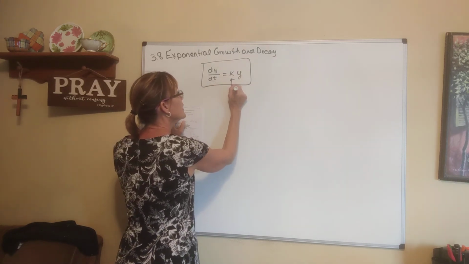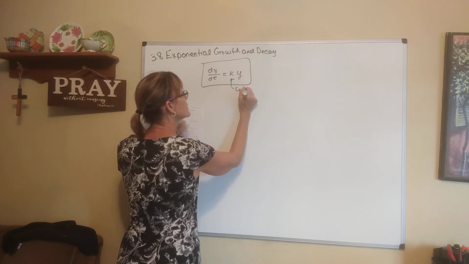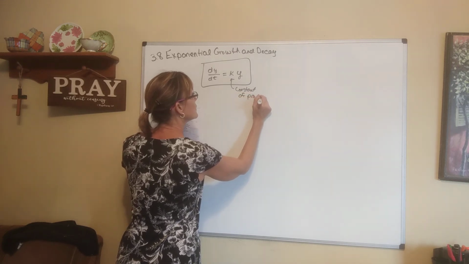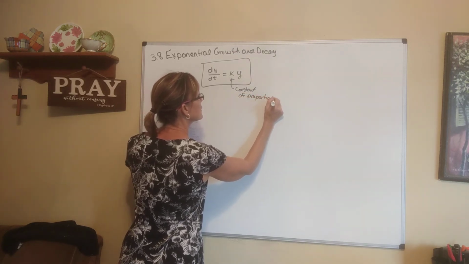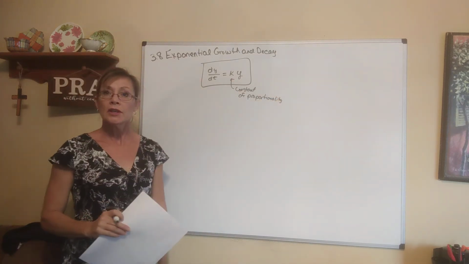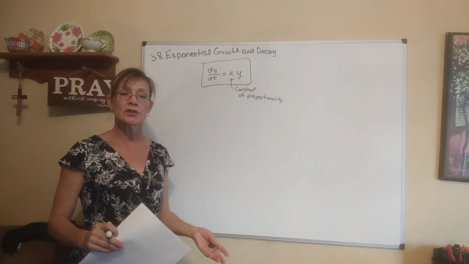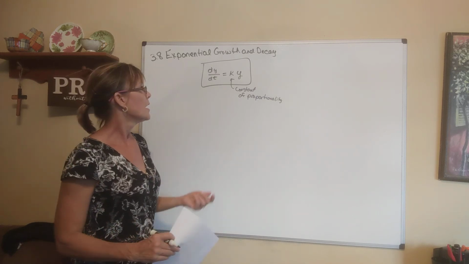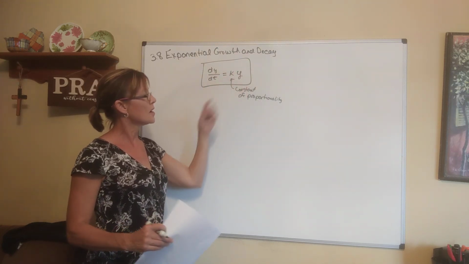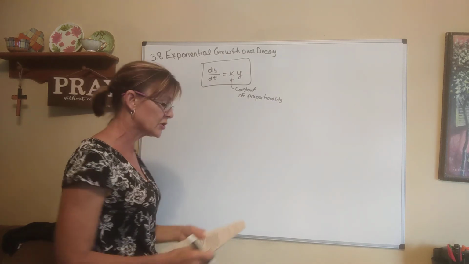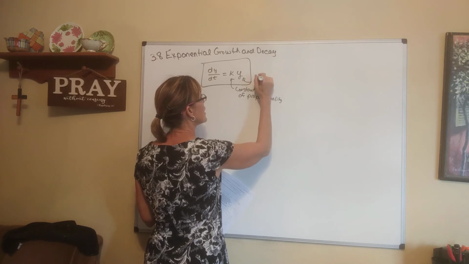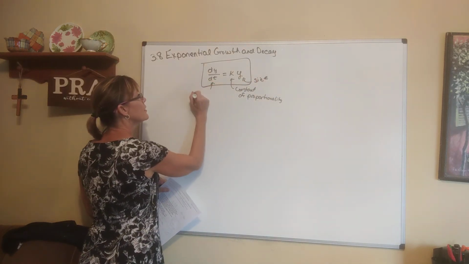So k right here is known as the constant of proportionality. Hopefully you've seen direct variation or indirect variation before, where something varies directly with something. This is an example of that. This is called the constant of proportionality. We're going to name it some other things too, where y is called the size. This is the size of the y population. So this is the rate of growth.